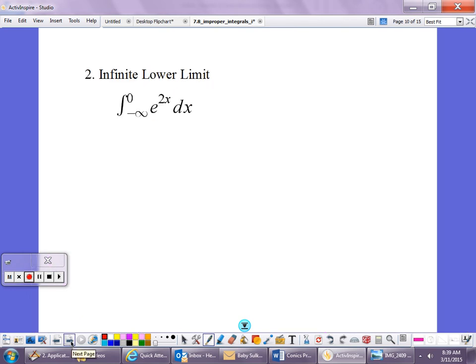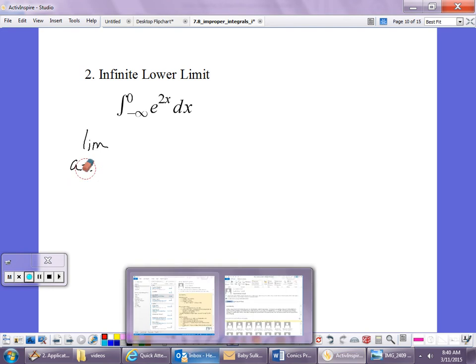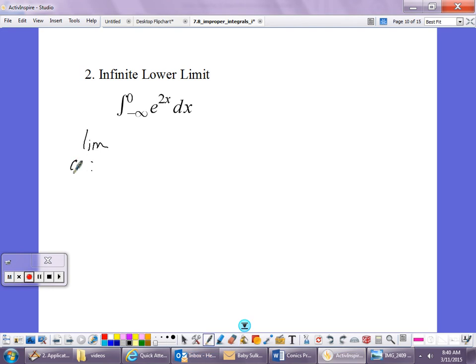Let's look at this one. The integral from negative infinity to 0 of e to the 2x dx. So this one has an infinite lower limit. Do the same thing. Like I said, I usually call the lower limit a and the upper limit b, so this is the limit as a approaches negative infinity of the integral from a to 0 of e to the 2x dx.